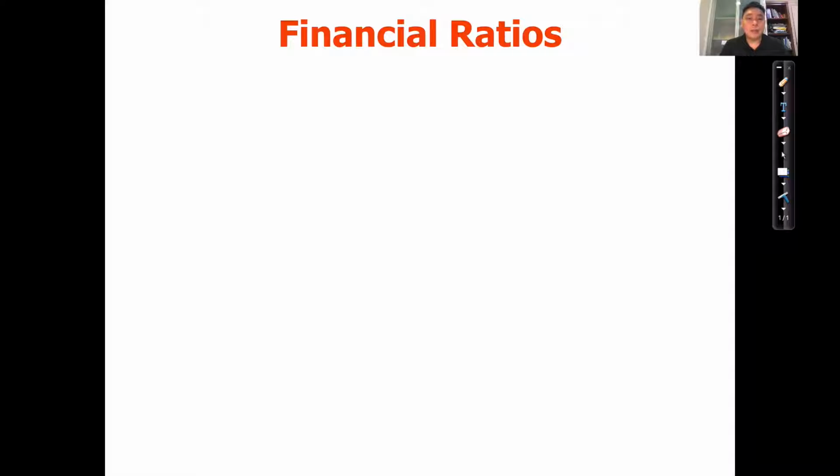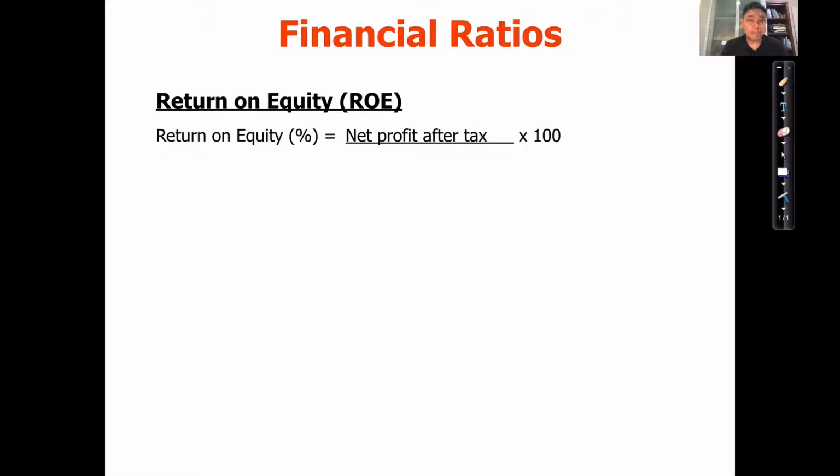All right, so finally, let's look at another very important ratio that Warren Buffett pays very close attention to, and it's called the return on equity ratio, ROE. So the ROE is equal to the net profit after tax divided by the shareholders' equity. So again, how do we get the shareholders' equity? It's in the balance sheet, right? Total assets minus total liabilities is shareholders' equity.